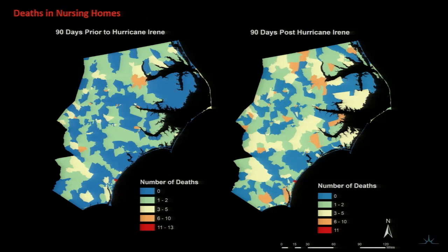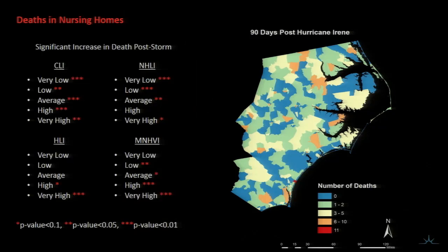When we look at deaths in nursing homes, again, there's not a distinct spatial pattern for the increase in death across, but if you go into the statistics, you do see that there is a significant increase for certain index classifications. The hazard level index does again seem to be performing the most accurately, with deaths only occurring with a significant increase at the high and very high vulnerability index levels.